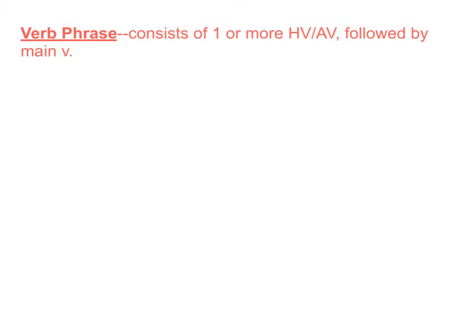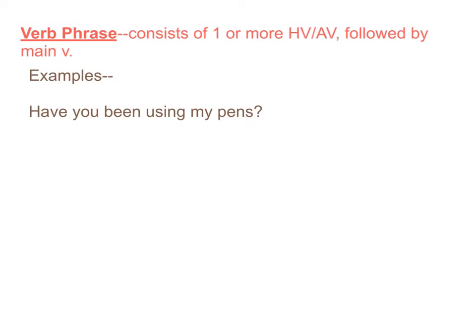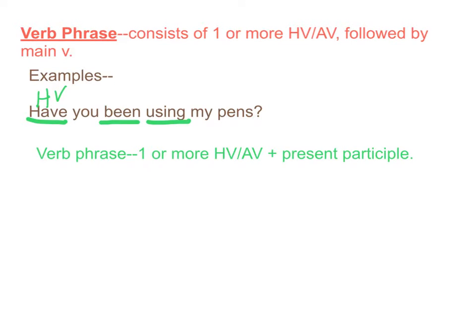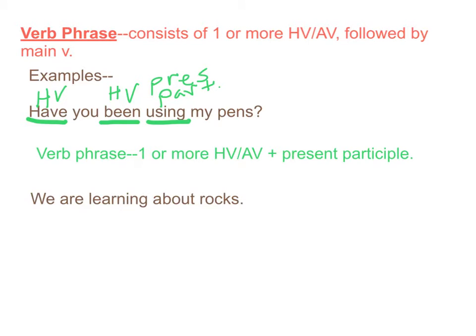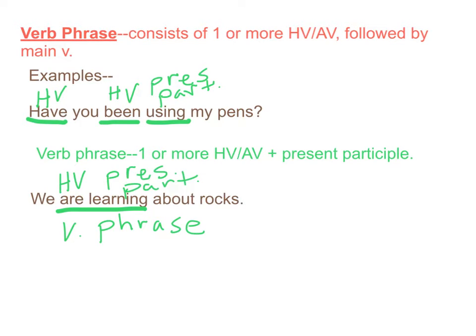Our last definition is verb phrase, which consists of one or more helping verbs followed by a main verb. Example, have you been using my pens? The verb have been using, that is the verb phrase. It contains one or more helping or auxiliary verbs plus the participle. We have been learning about rocks. Have been learning is the verb phrase because it contains the helping verb and a participle.